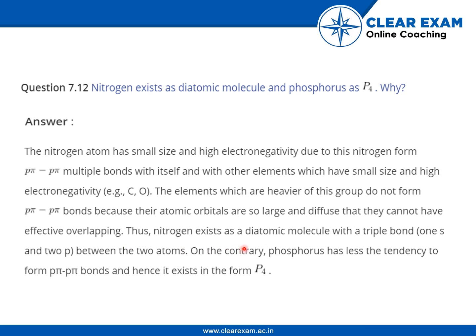Thus, nitrogen exists as a diatomic molecule with a triple bond, 1s and 2p, between the two atoms. On the contrary, phosphorus has less tendency to form p-pi bonds and hence it exists in the form P4. Phosphorus usually uses its d orbital also to form bonds.